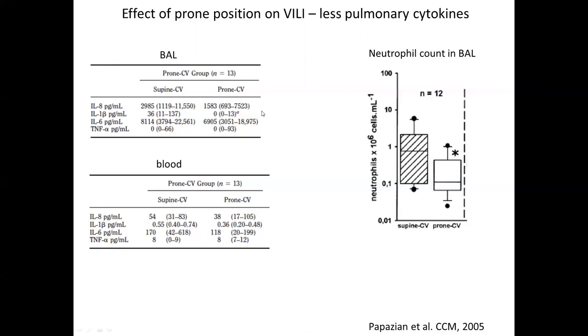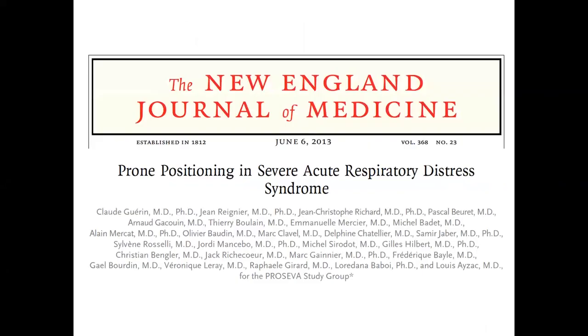There are fewer cytokines in prone position, both in blood and in the BAL. This is interesting: the activated neutrophils marginating into the alveolar space are significantly fewer. So there is a strong effect on ventilator-induced lung injury.